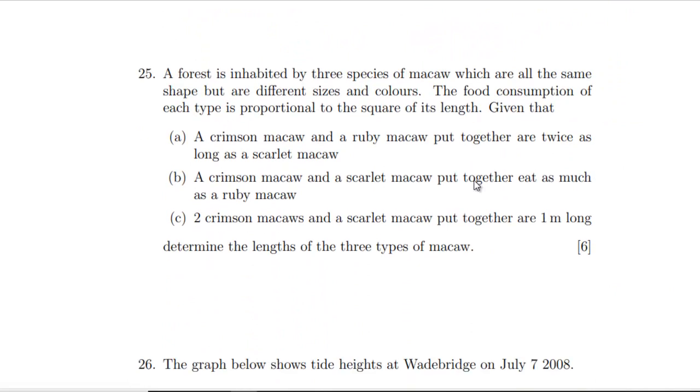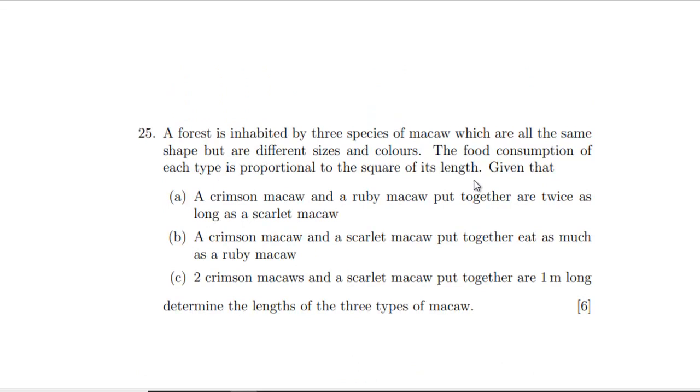Now here we go, the annoying simultaneous equation question. A forest is inhabited by 3 species of macaw. I'll give a bit more of the space at the top of the page. All of the same shape, different sizes and colours. The food consumption of each type is proportional to the square of the length. Given that a crimson macaw, so C, plus a ruby, put together are twice as long as a scarlet. A crimson macaw and a scarlet macaw put together eat as much as a ruby macaw, and that was based on the square of the length. So C squared plus S squared equals R squared.